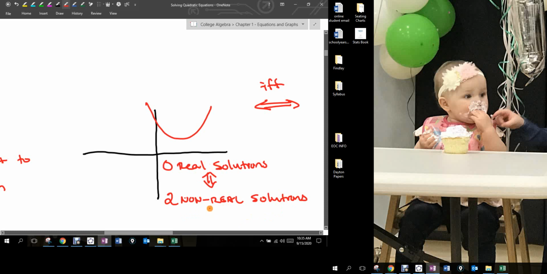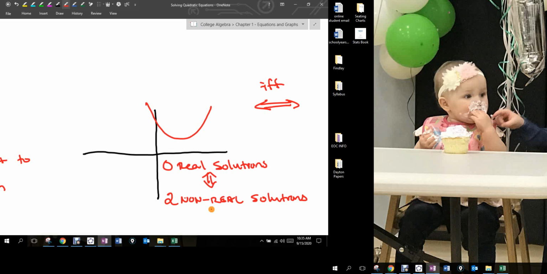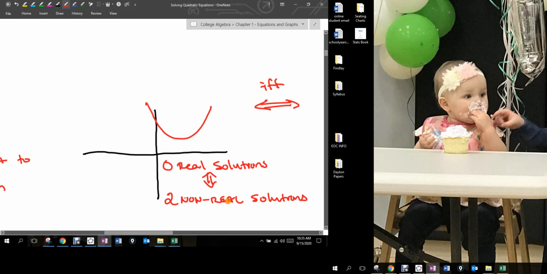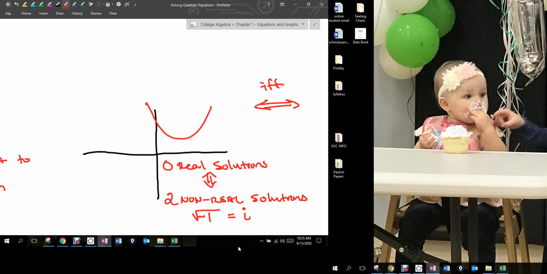Does anybody know what my non-real numbers look like? If they're non-real, they're kind of like maybe some of Andrew's friends. Imaginary. You guys remember your imaginary numbers? So if they're imaginary, or non-real, that means that they have somehow incorporated a negative number underneath the radical, right? And I'll just put -1 here. And that incorporates i, right?